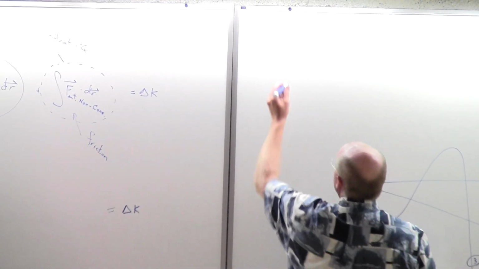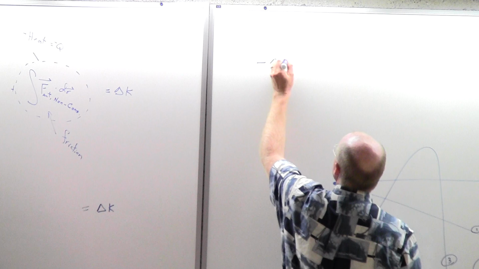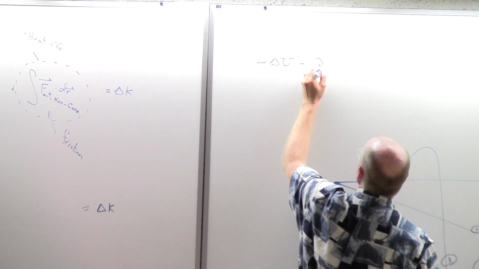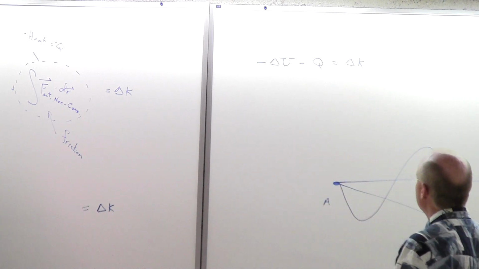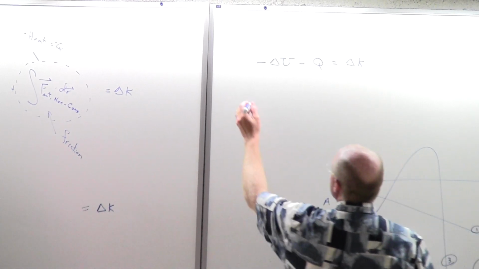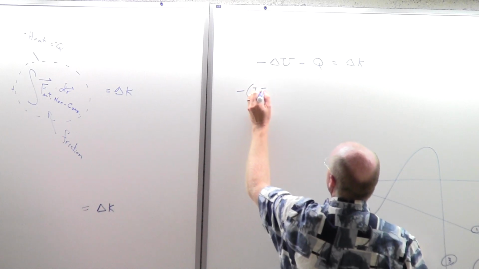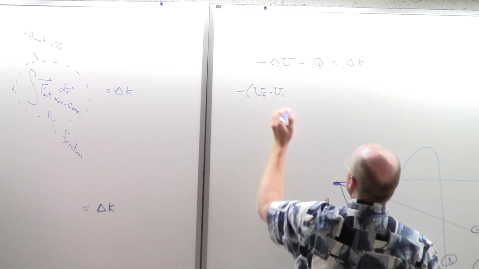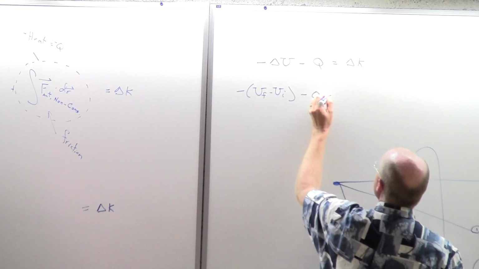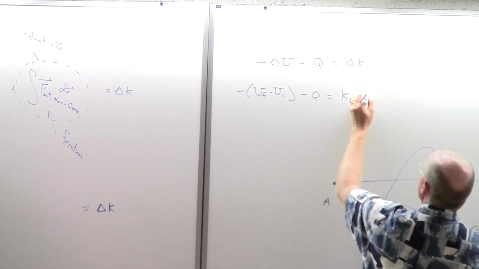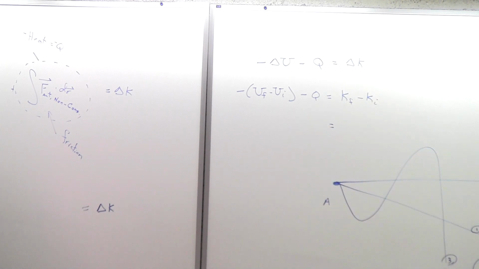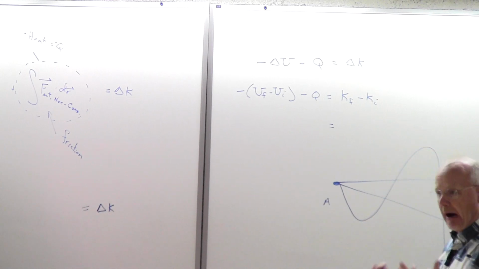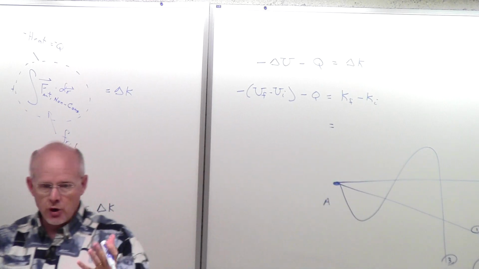Let me take two steps. The first one would be a change in potential energy minus a heat energy equals a change in kinetic energy. If we write that out, this would be minus a final energy minus an initial energy. This would be a heat energy. This would be a final kinetic minus initial. And if I rearrange this equation so that all the positives are on one side and all the negatives on the other, we have a very powerful principle that I know you already have seen.